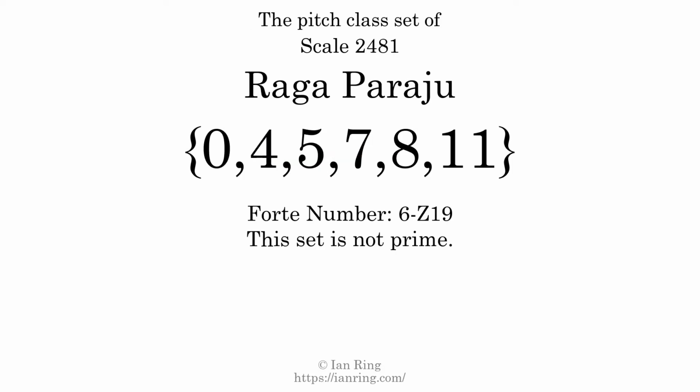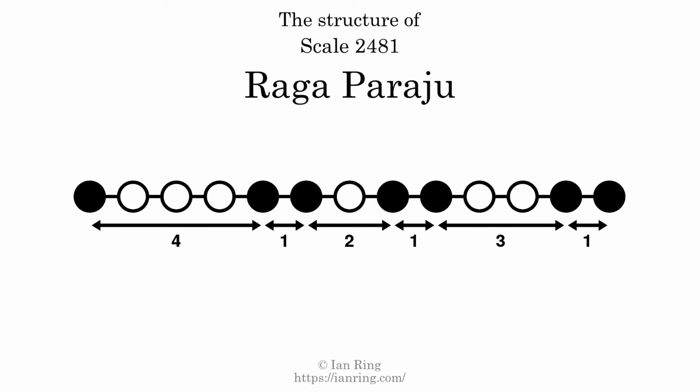The pitch class set for this scale is 0, 4, 5, 7, 8, 11. The forte class is 6Z19. This set is not prime. The structure of a scale is a description of the interval distance between each successive tone. This scale has a structure of 4-1-2-1-3-1.